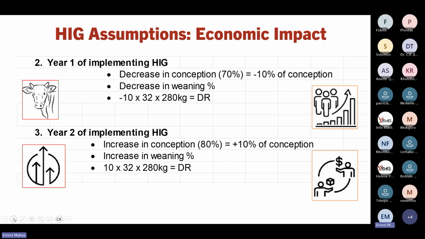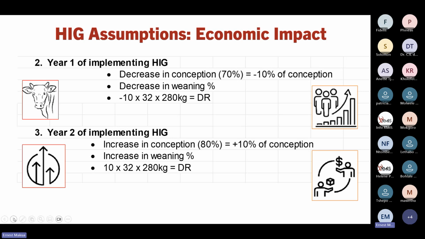Because now, remember, you are forcing your cattle to graze the sour grasses, and the sour grasses don't have enough nutrients available. So in the first year of implementing the system itself, there will be a decrease in conception rate, around 10% decline. You must expect it. But that is the first year when you implement it. In the second year, you must expect an increase of 10%, meaning your conception rate will go back to normal, to where you expect it to be.